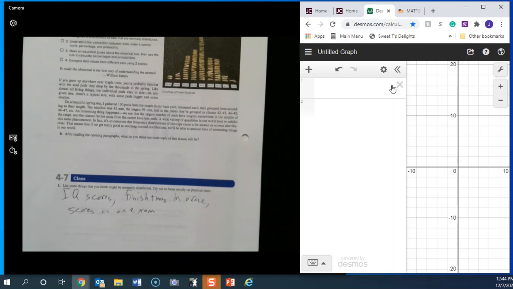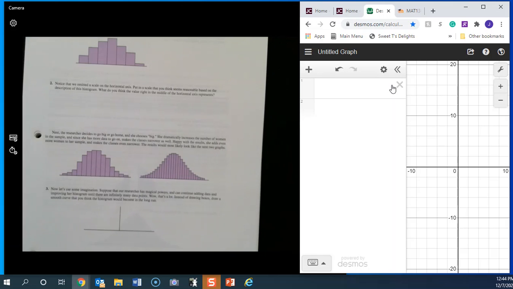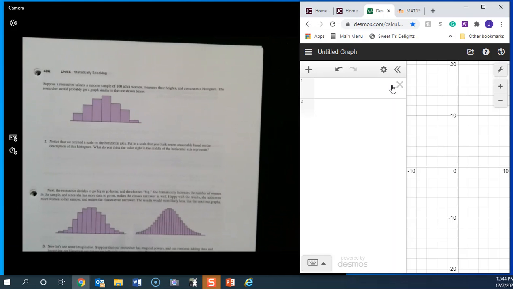Okay, now we move on to page 406. Now it says here, suppose a researcher selects a random sample of 100 adult women, measures their heights, and constructs a histogram. The researcher would probably get a graph similar to the one shown below. All right. It says, notice that we omitted a scale on a horizontal axis. Put in a scale that you think seems reasonable based on the description of the histogram.